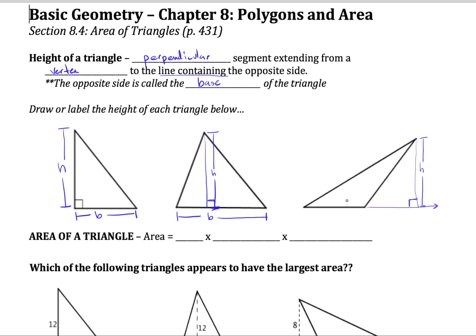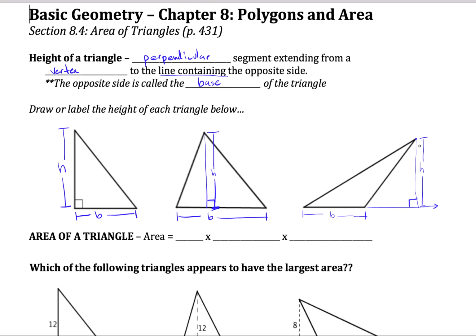The base of this triangle now would not be this entire distance from here over to here. That's not the base. The base is still this opposite side right here. So this measurement right here is the base, even though the line segment we're using as the height comes down way over here.